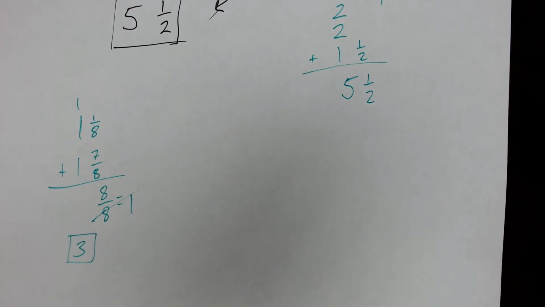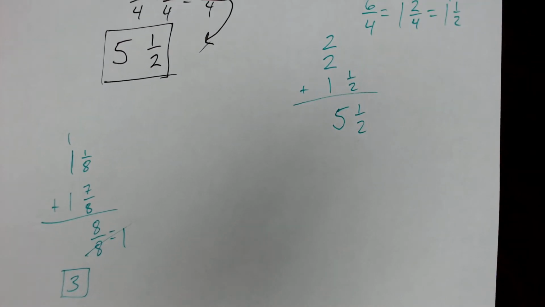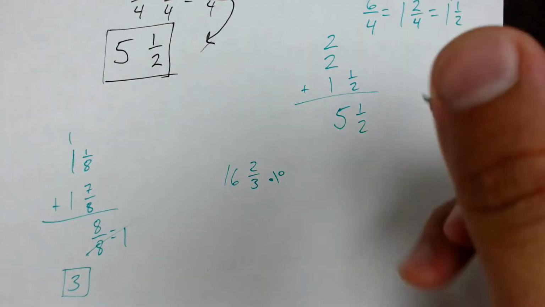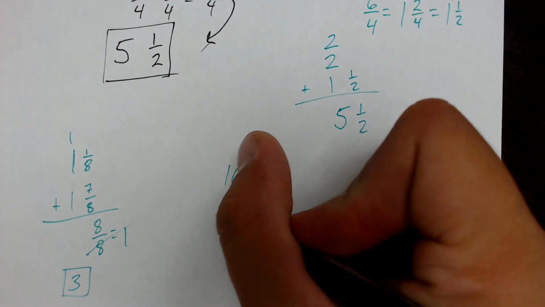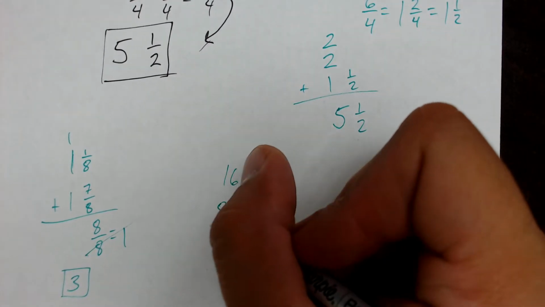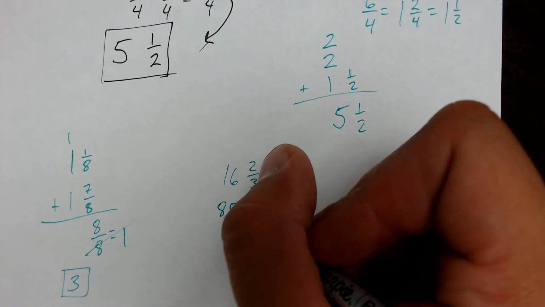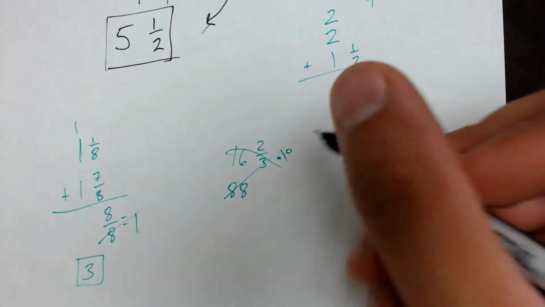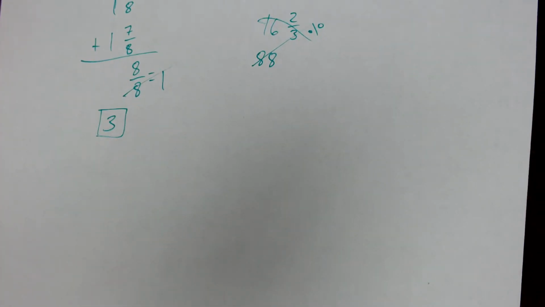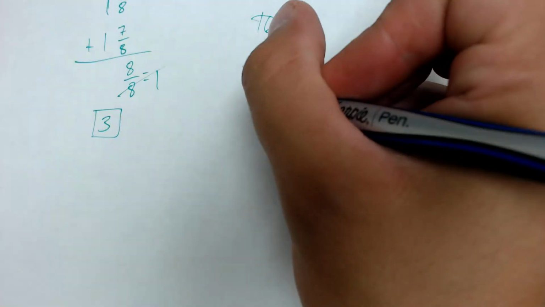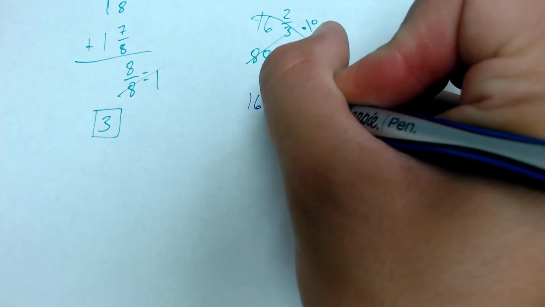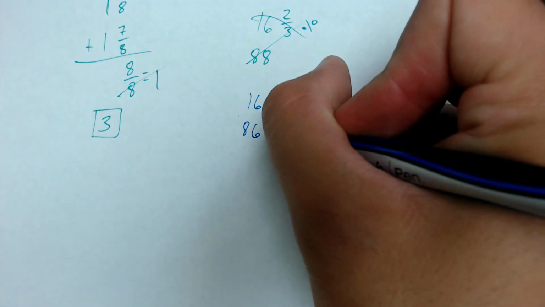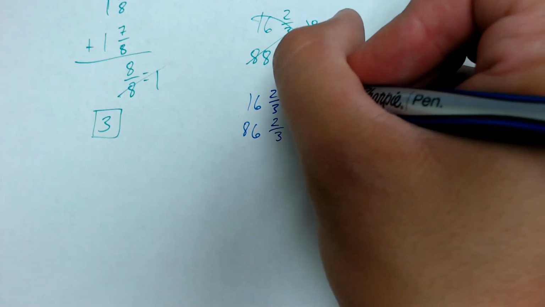Let's see here. They also have us do these with percents. So let's say we've got 16 and 2/3% plus 86 and 2/3%. Sorry, I cannot read today. Here, we'll just rewrite this in a cleaner spot since I cannot erase. I'll switch colors too. Maybe that'll help me out. 16 and 2/3 plus 86 and 2/3, and these are in percents.